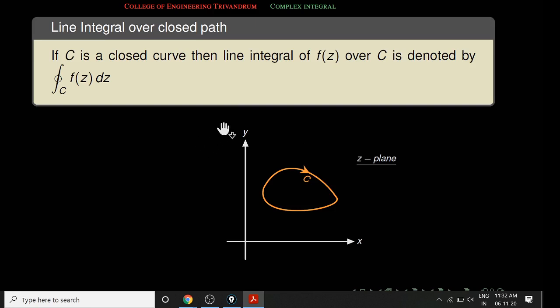If c is a closed curve, then the line integral of f of z over c is denoted like this. It is not compulsory, we put a circle like this. Sometimes we denote it the same as integral over c, sometimes the same as integral over c f of z ds. We write it like this also, that is fine. In some textbooks they use this notation for a closed curve.